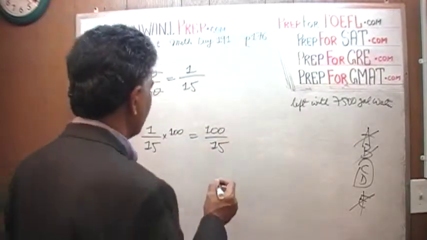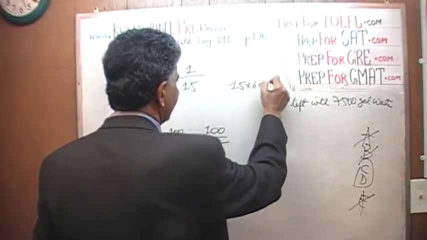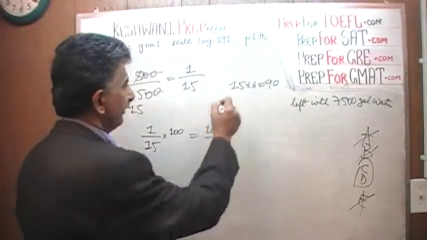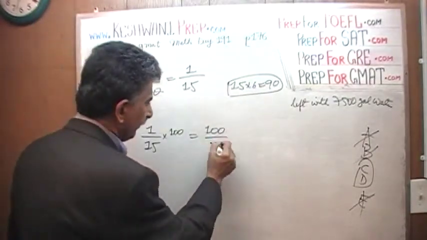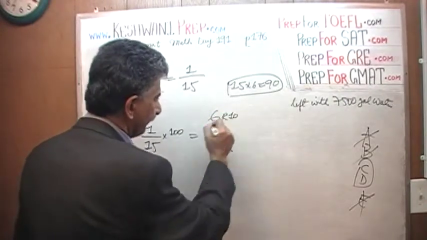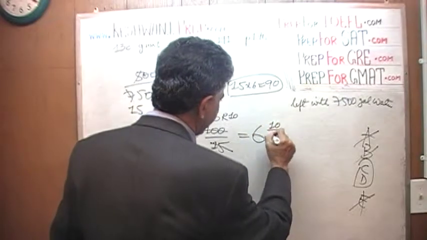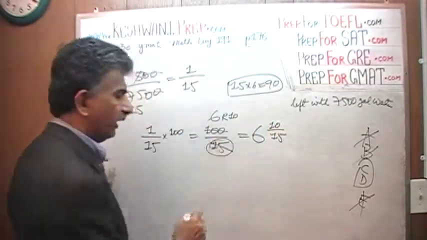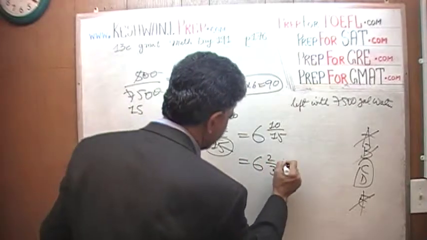In other words, what we are saying here is that 15 times 6 equals 90. Let's divide top and bottom by 15, shall we? If we divide top and bottom by 15, we'll get 6, and we'll have a remainder of 10, which of course is going to be written as 6 and 10/15, because we're dividing by 15. 6 and 10/15, of course, is the same as 6 2/3%.